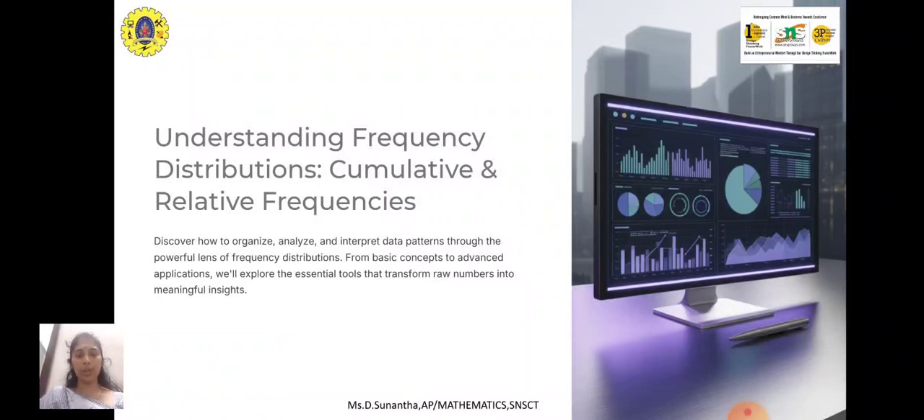In this lecture video series Statistical Data Representation, we are going to see understanding frequency distribution, cumulative and relative frequencies in this video. So this is to discover how to organize, analyze, interpret data patterns through the powerful lens of frequency distribution. From basic concepts to advanced applications, we'll explore the essential tools that transform raw numbers into meaningful insights.